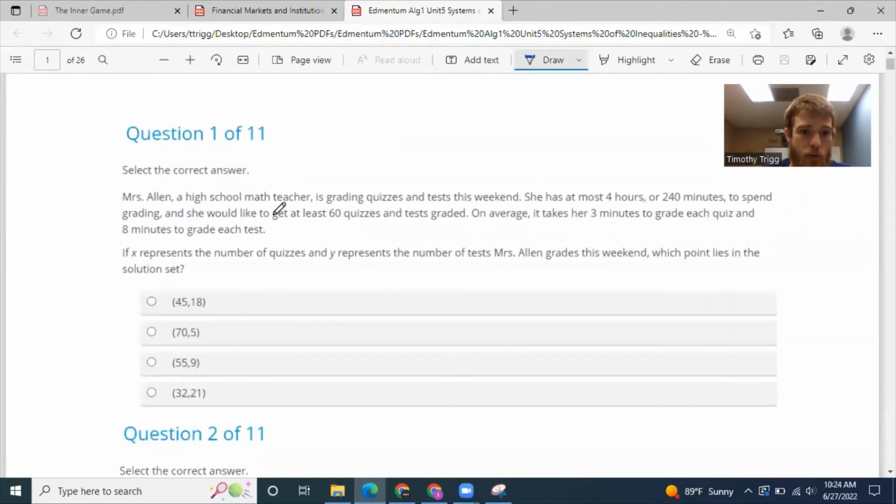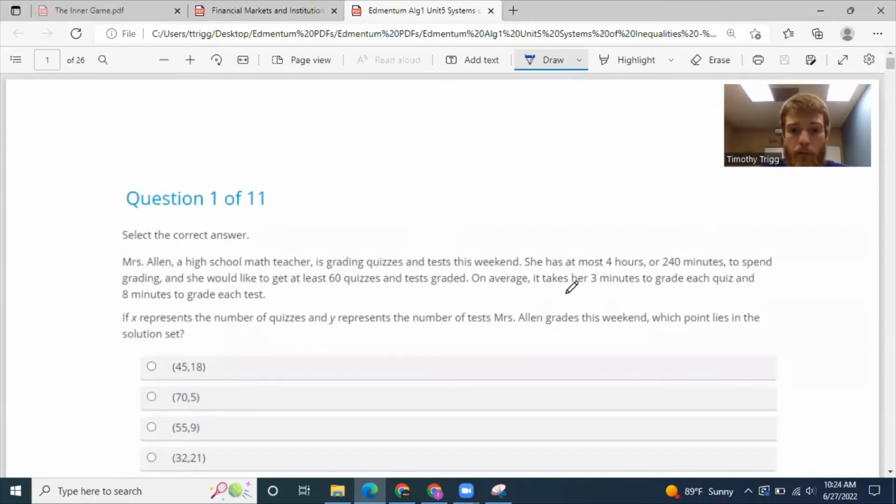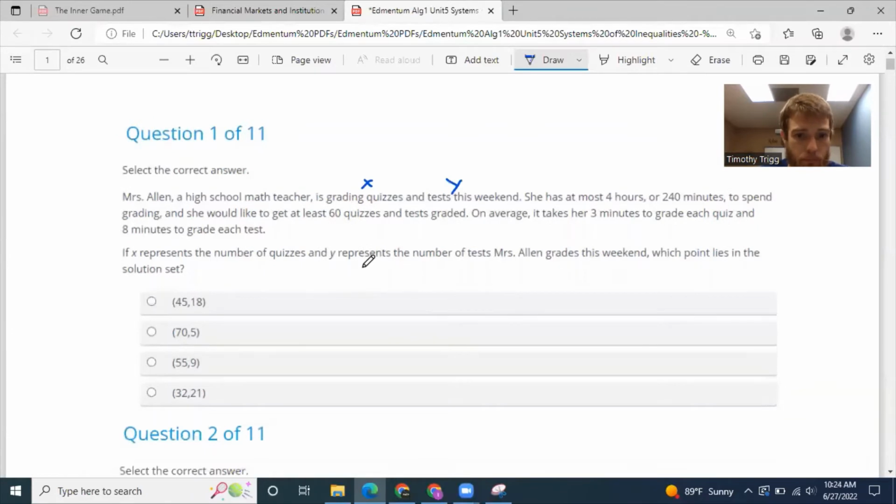Mrs. Allen, a high school math teacher, is grading quizzes and tests this weekend. She has at most 4 hours, or in other words, 240 minutes to spend grading. She would like to grade at least 60 quizzes and tests. Okay. On average, it takes her 3 minutes to grade each quiz and 8 minutes to grade each test. So quizzes we're going to call X, and tests we're going to call Y. So X is the number of quizzes, Y is the number of tests.